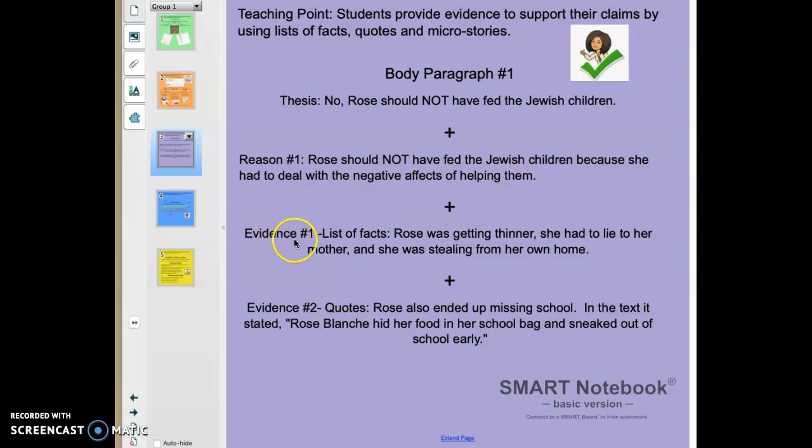So here's my evidence number 1. I chose to use a list of facts. I went into the text. I found parts of the text that negatively affected Rose, the different ways that she was negatively affected from feeding the Jewish children. First, Rose was getting thinner. We know she was giving all her food away.